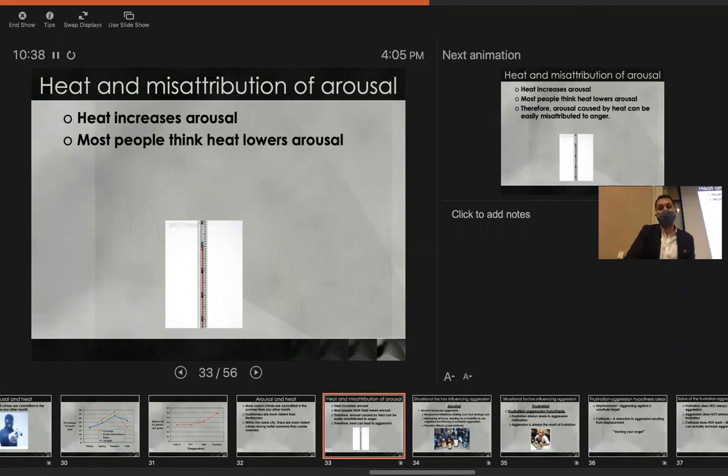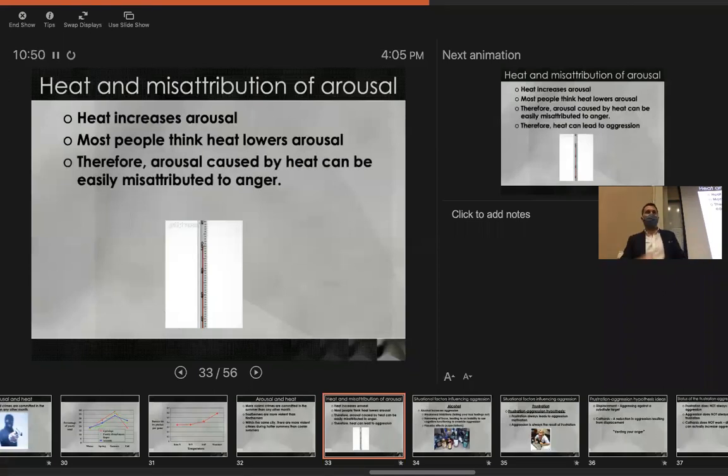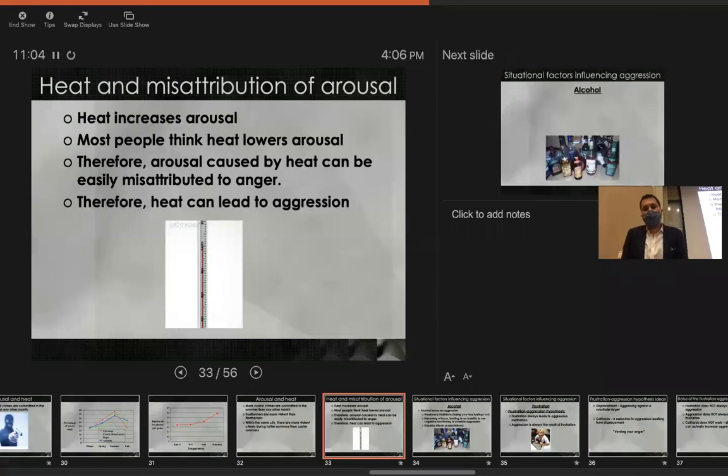And so therefore, if someone comes along and does something that is normally just kind of somewhat annoying, you now may think you're angrier at this person than you really are because you're attributing your increased arousal levels to anger. And therefore, you're likely to retaliate against this person. So the arousal that's actually caused by heat can be misattributed to anger, leading to retaliation in the form of violence or aggression. Okay. So that's the reason why heat is related to aggression: this misattribution of arousal phenomenon.